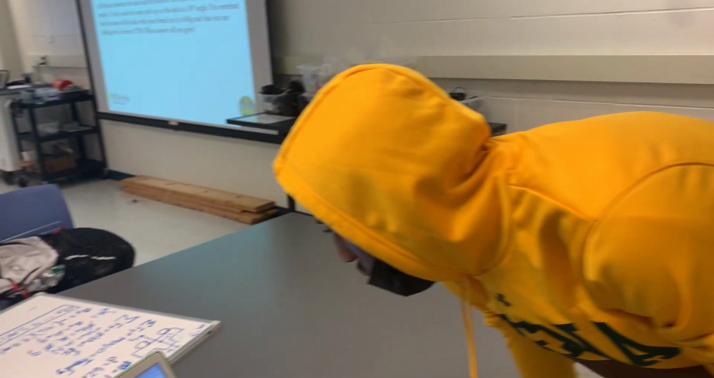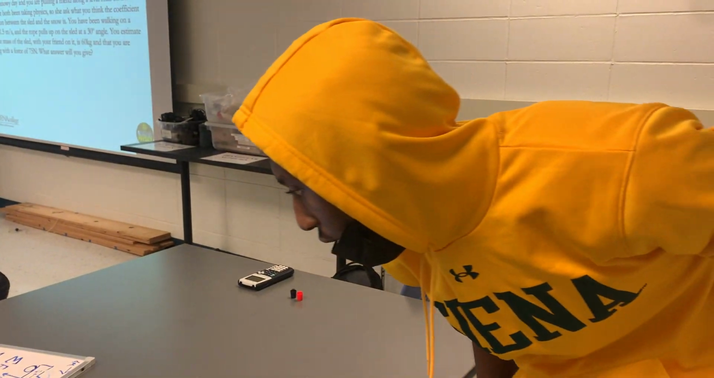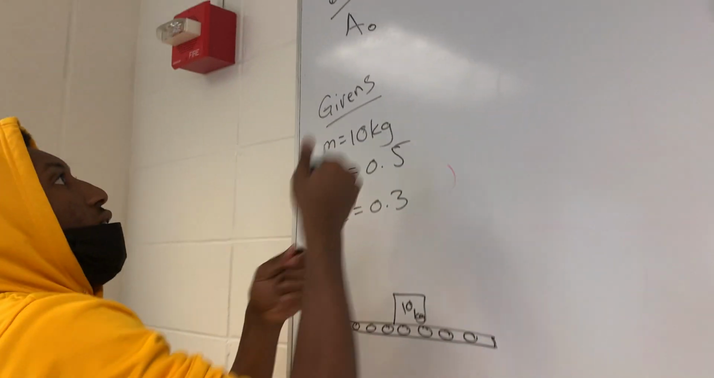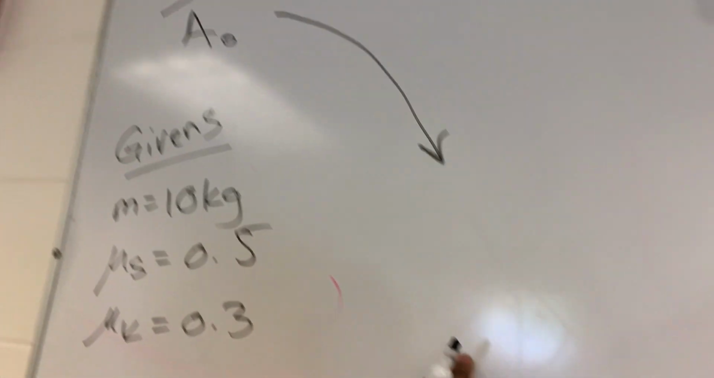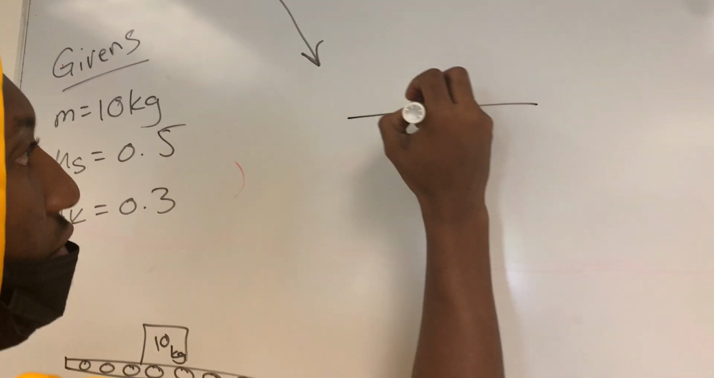So now the first question says, draw a free body diagram showing all the forces on the crate if the conveyor belt runs at a constant speed. So that's A. If it has a constant speed, I'll draw the picture again and simplify.